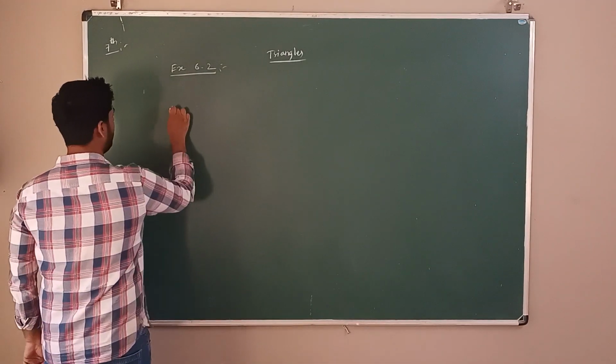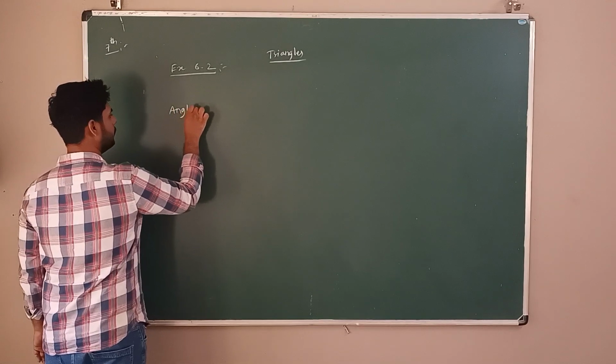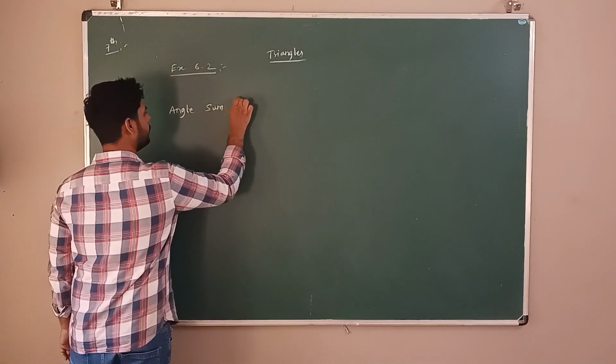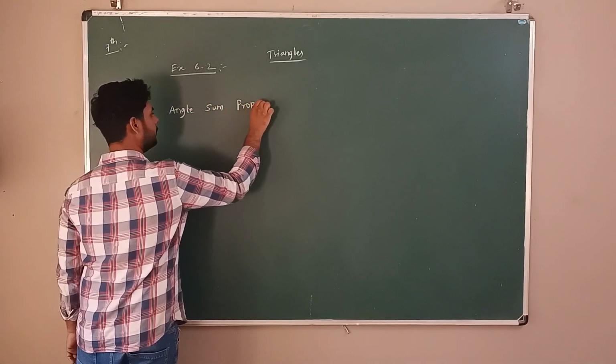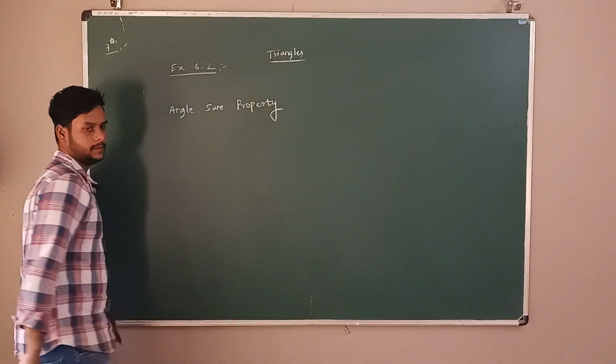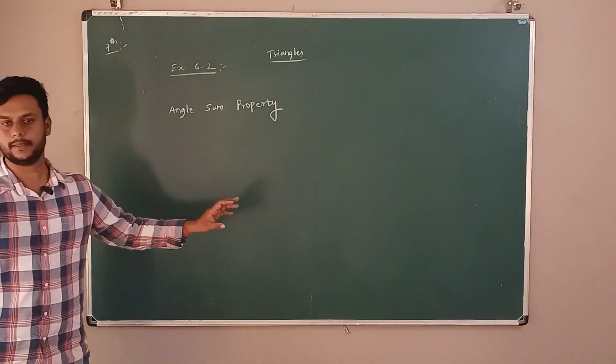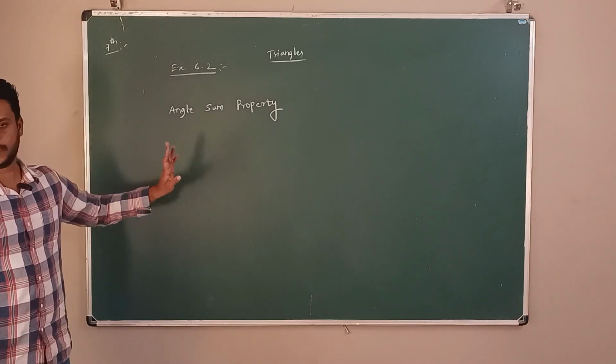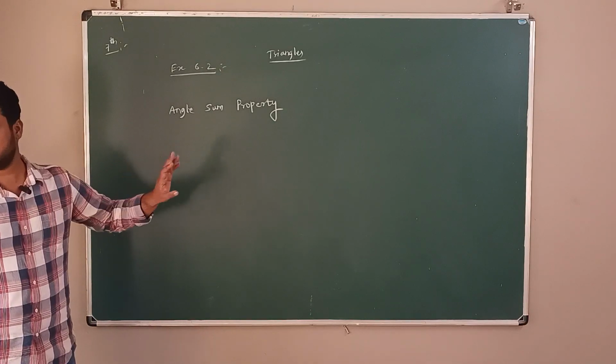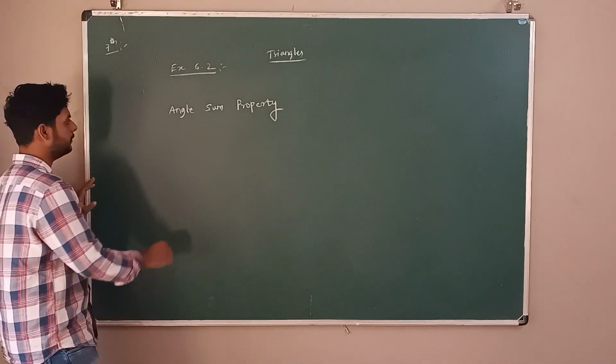See here. Angle sum property. Angle sum property, very very important till 10th. Till 10th or after that PUC, wherever you go, this will be very very important. Okay, angle sum property means what?